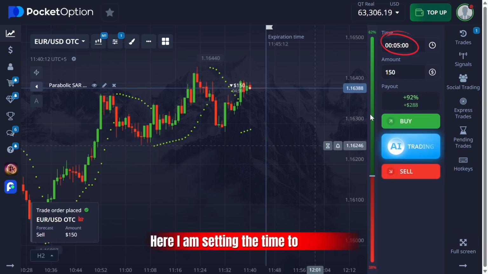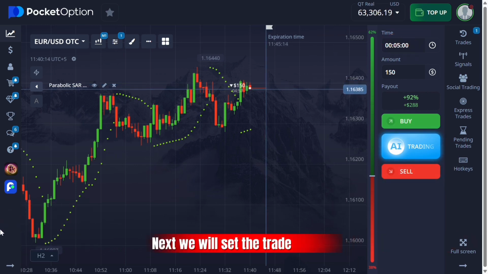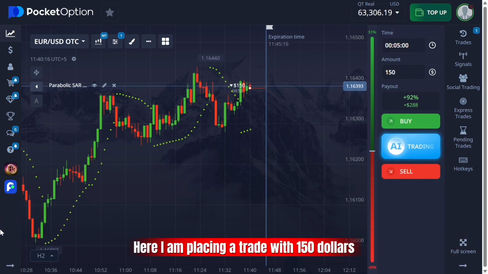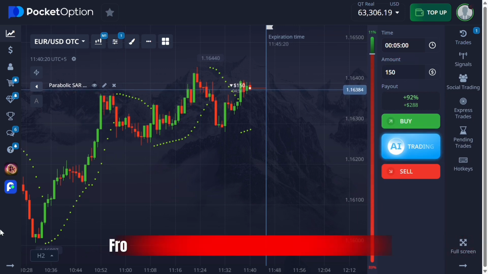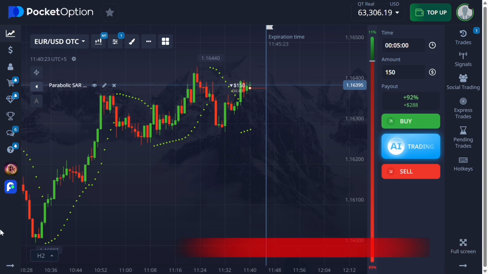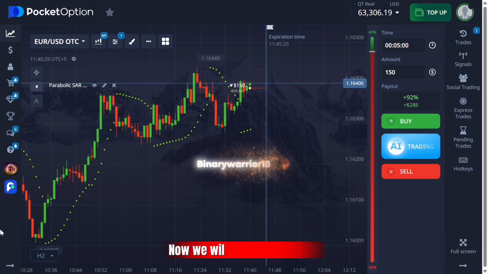Here I am setting the time to 5 minutes. Next, we will set the trade amount. Here I am placing a trade with $150. Now we will analyze the chart and place our trade. From here, we can click the buy or sell button. As you can see, our trade has been placed. Now we will wait for the result.